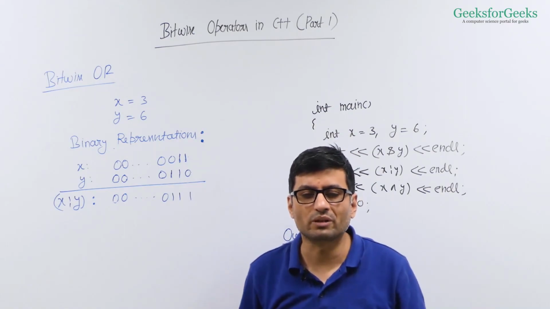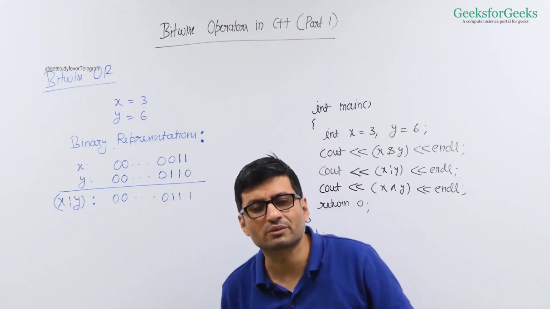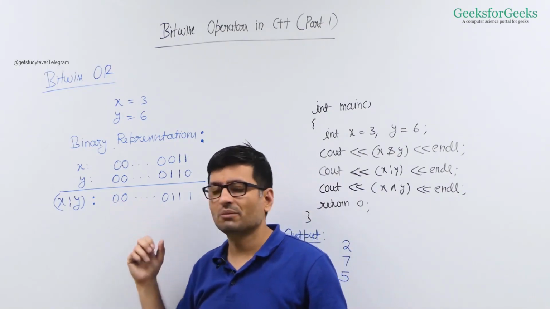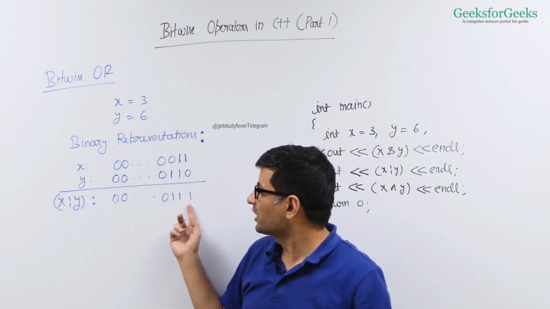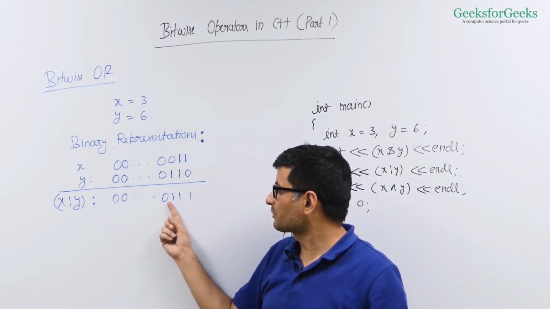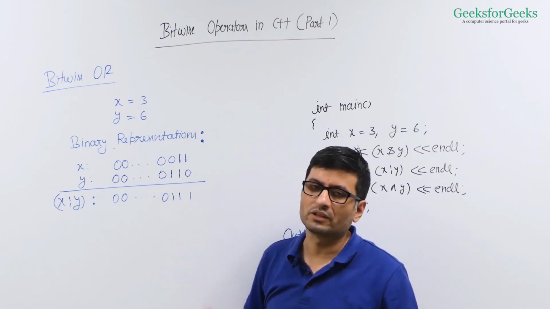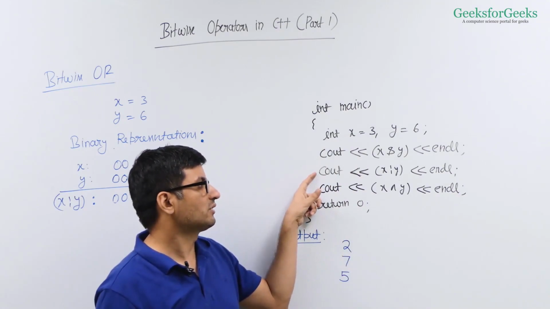If it is a 32-bit representation, then these are 29 zeros. If it's a 64-bit representation, these are 61 zeros. But these are all zeros. Only the last 3 bits are set. So what is the decimal equivalent of this binary? This corresponds to 1, this corresponds to 2, this corresponds to 4. So 4 plus 2 plus 1, 7. That is why you get the output 7 in this program for the second line.